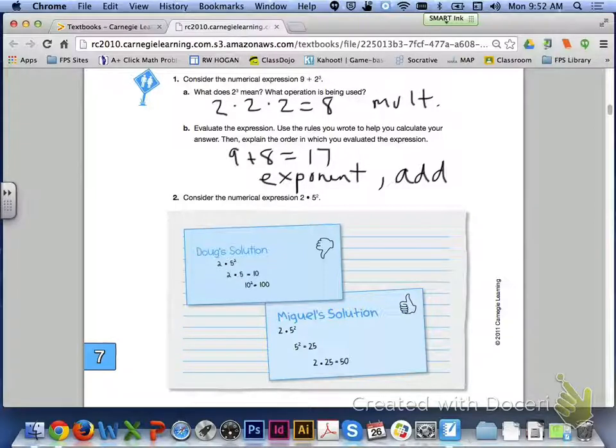Take a look at number 2, and let's consider Doug's incorrect solution and Miguel's correct solution, and go ahead and answer number 3 then at the top of page 467.